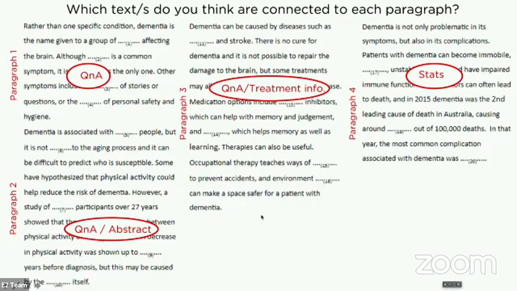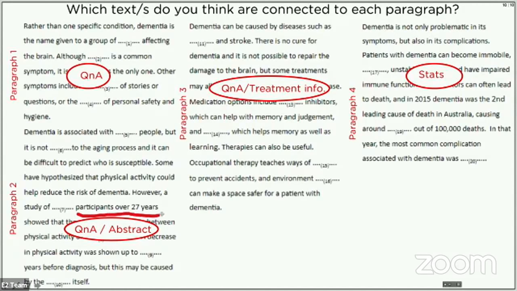So paragraph 1, the information you would find in the Q&A text. Paragraph 2 actually came from two texts, the Q&A and the abstract. Okay. For example, look here. I'll give you a great little clue. Participants over 27 years. That's directly taken from the abstract, right? This is maybe from here, it was talking about symptoms, stories. That comes from the Q&A.